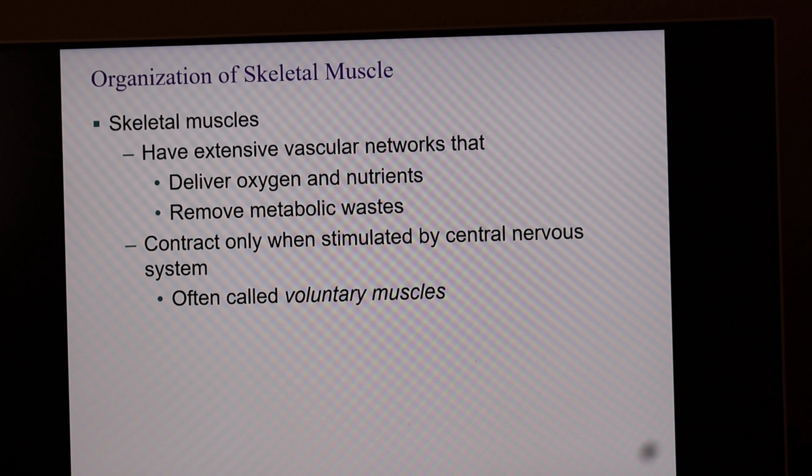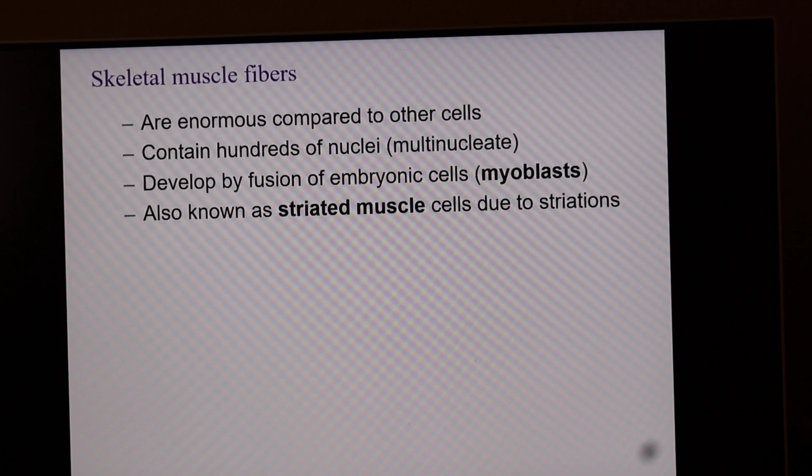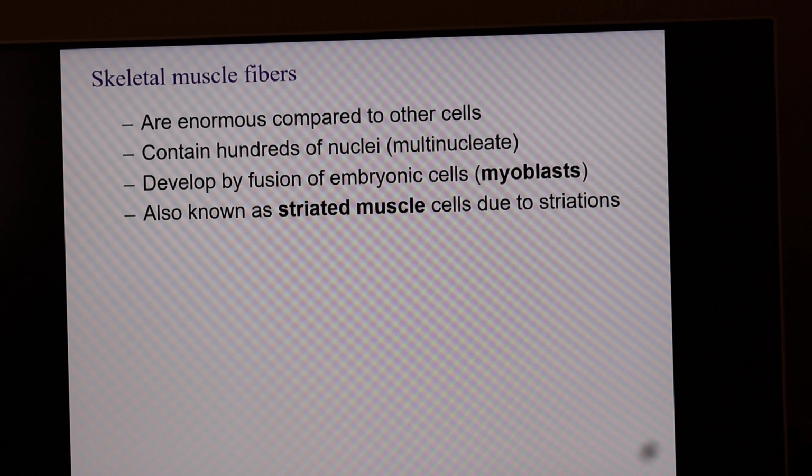Skeletal muscles contract only when stimulated by the central nervous system. Hence, that is why they are called voluntary muscles. Skeletal muscles contain hundreds of nuclei, hence they have multiple nuclei. They develop by fusion of embryonic cells. The embryonic cells are called the myoblasts.